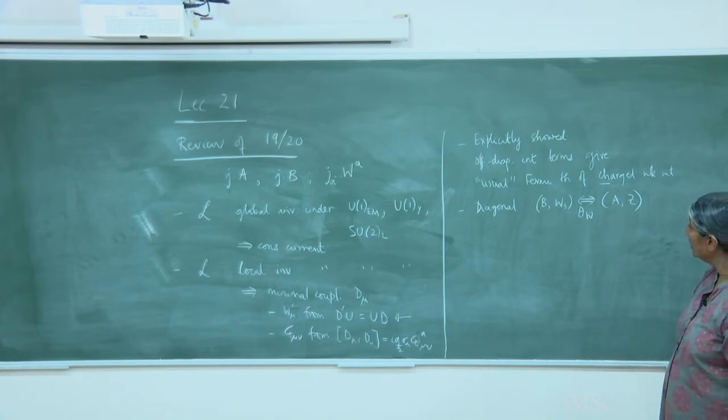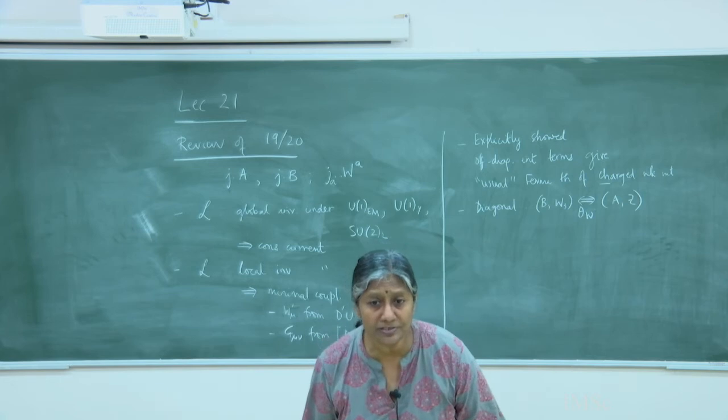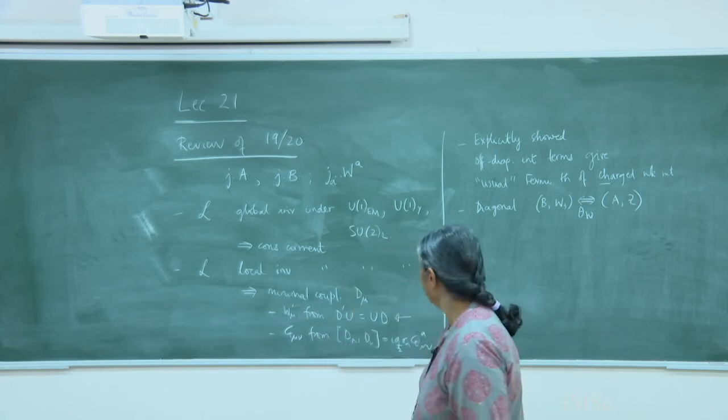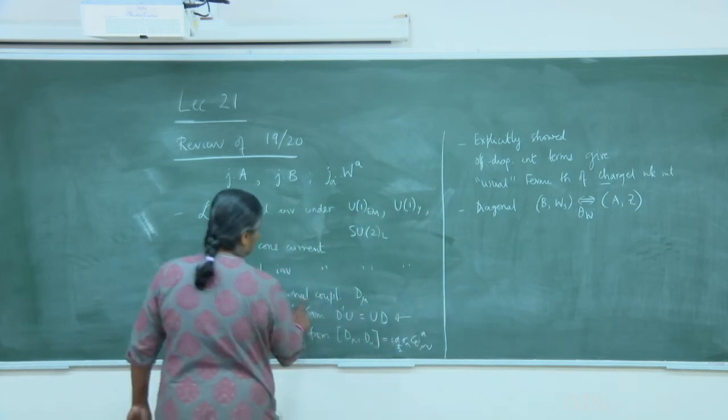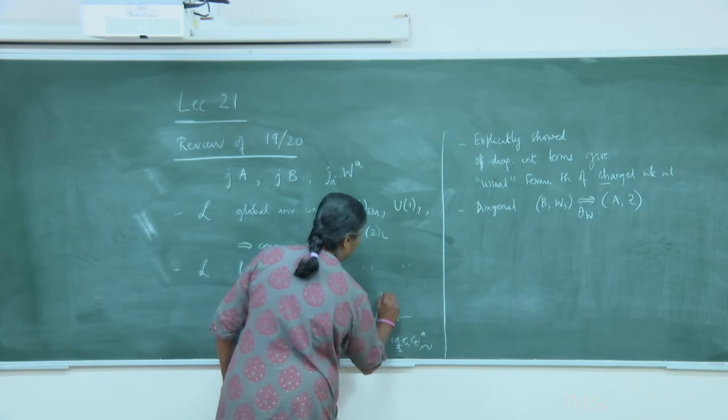Sorry? Ma'am, Krishna is asking something. Oh, I heard some noises. Krishna, can you please repeat? What is written under minimal coupling d mu? Like, why is it not clear?